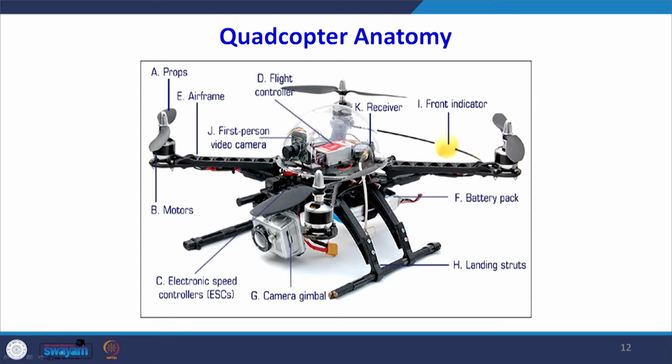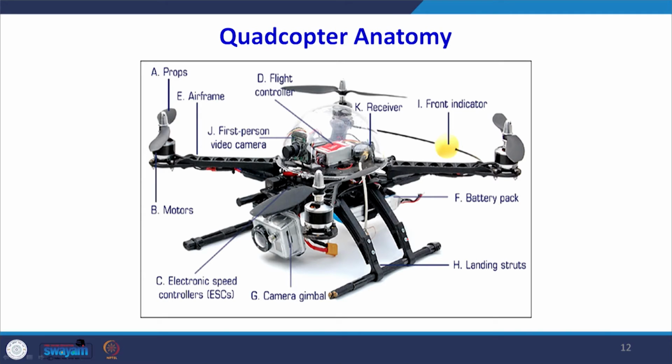Now, if we look at the anatomy of a quadcopter, there are several components which are shown, and each component is very, very important and playing its important role. They are communicating with each other. One component is providing the input to the other component so that the other component functions according to the given directions. So, if some component fails, then the quadcopter stops working and it starts malfunctioning.